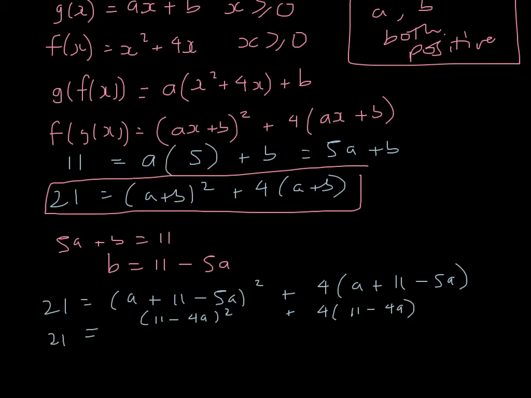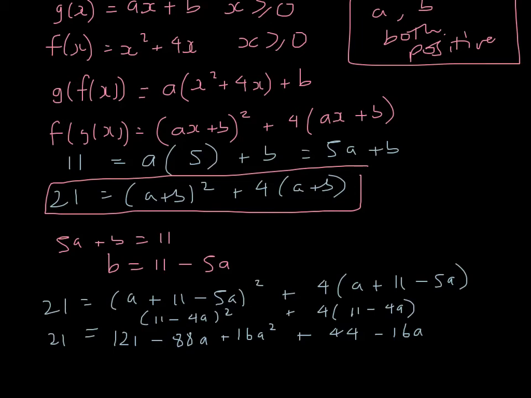So the first one here is going to be 11 times 11, so 121, minus 88a plus 16a squared. And then over here we're going to get 44 minus 16a.